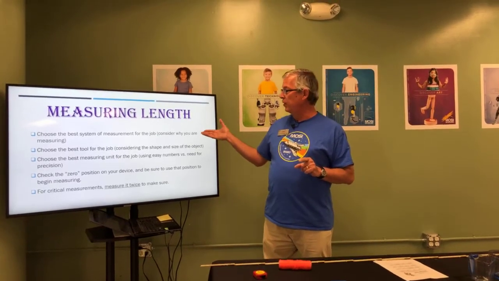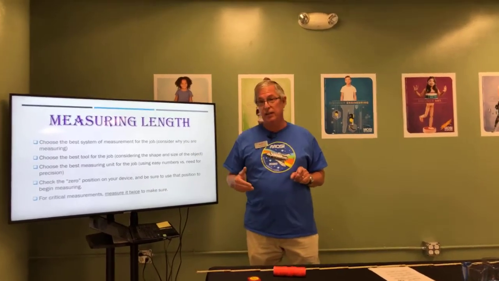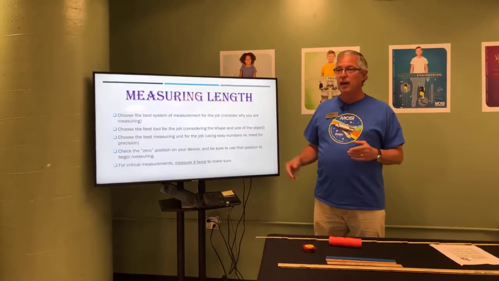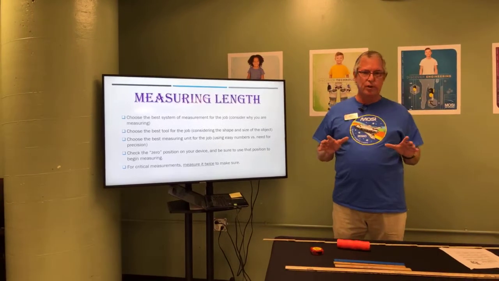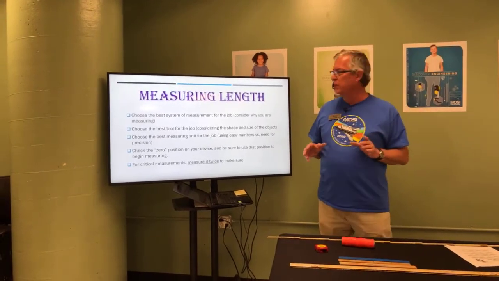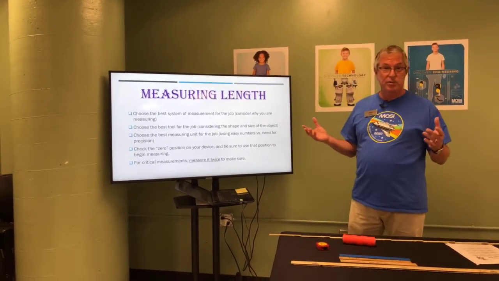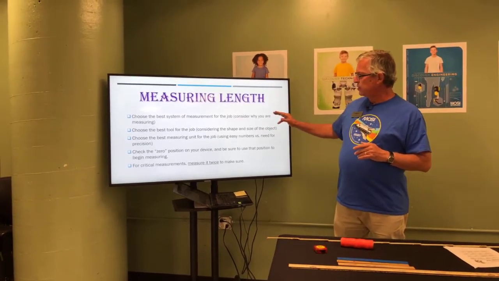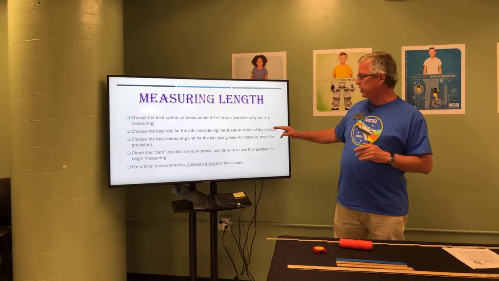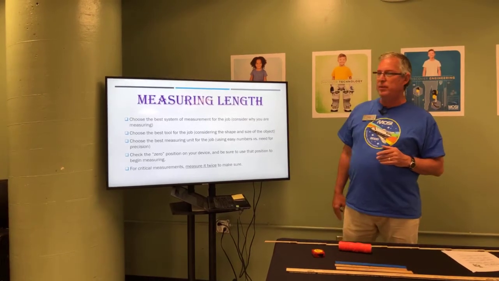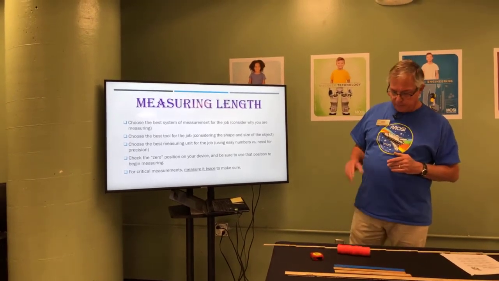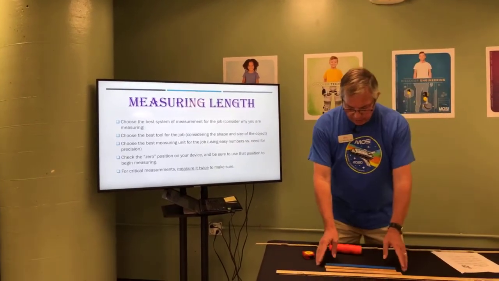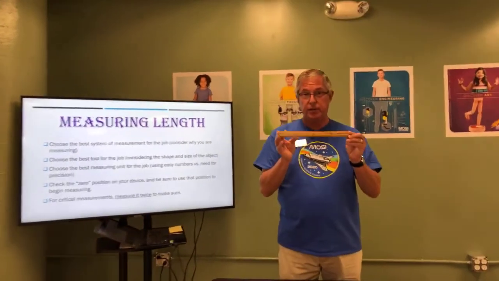I also need to figure out if I'm going to be doing this for science. Now, usually in science, we'd measure everything metric. Today, I've actually got an activity for you, and we're going to talk about using traditional measures. But if you've got the stuff to measure it in metric at home, so much the better. So choose the best system of measurement. Choose the best tool for the job, considering the shape and size of the object. Now, for instance, if I want to measure the length of this table, I could use a ruler to do that.